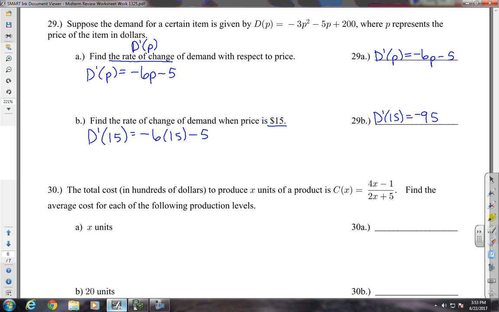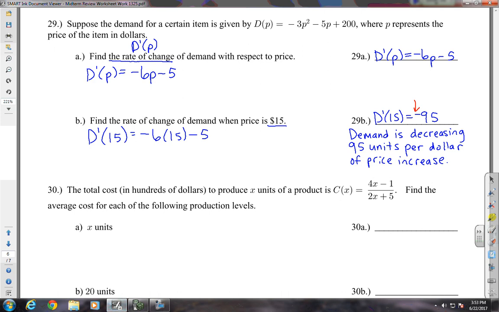Let's make sure we understand what that means. This means the rate of change of demand, since it is negative, we say demand is decreasing 95 units. Remember, demand measures the amount of units per dollar of price increase. Okay?